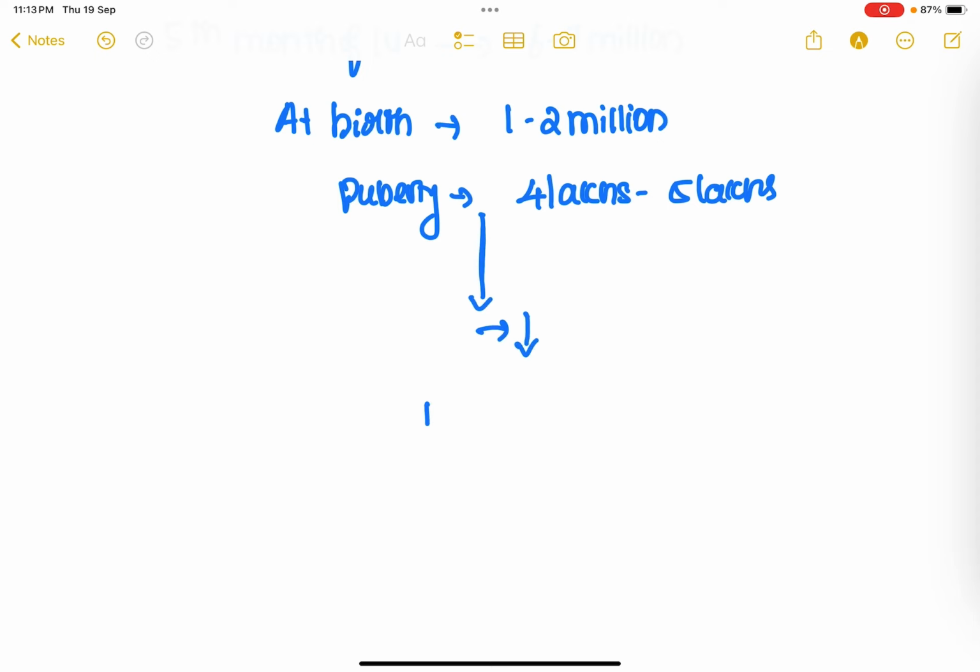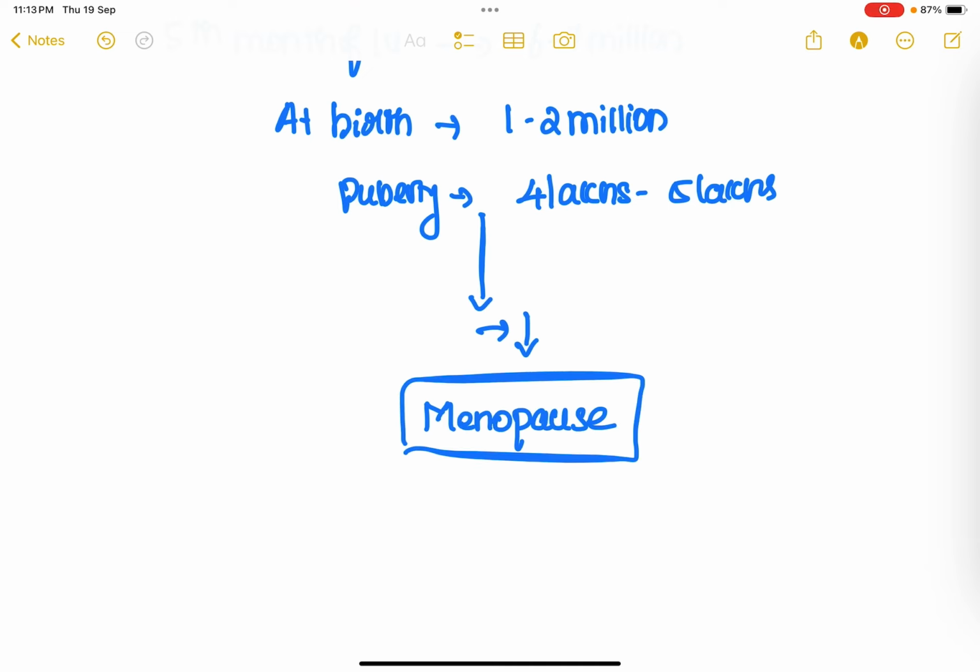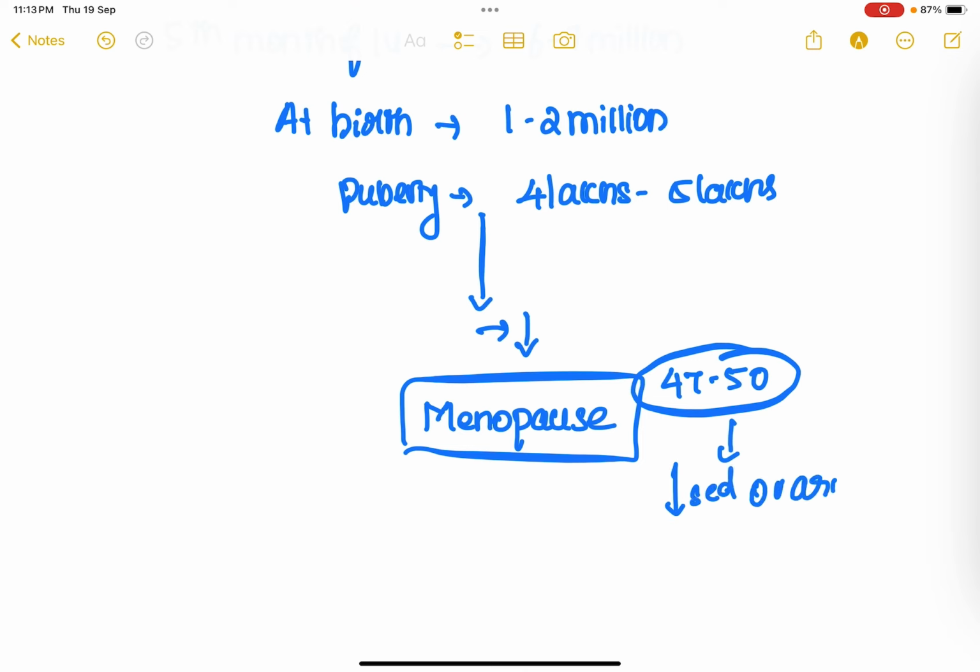So at around menopause, what is menopause? Menopause is cessation of menstruation. So at around menopause, let's say for example around 47 to 50 years, 51 years, there is going to be decreased amount of ovarian reserve. So the ovarian reserve is going to be depleted at around the menopause, since there are only a definite amount of follicles present in a female. Excellent.